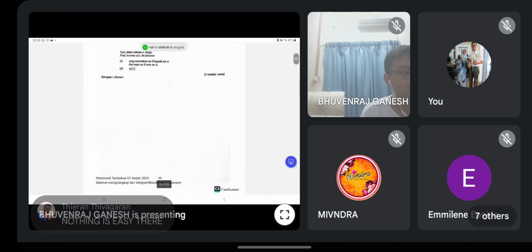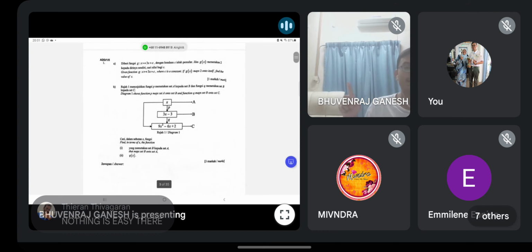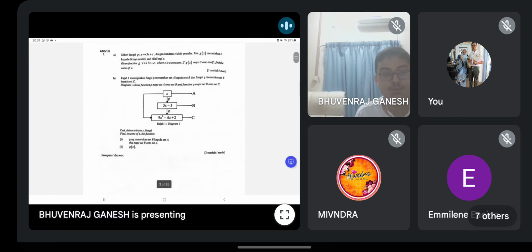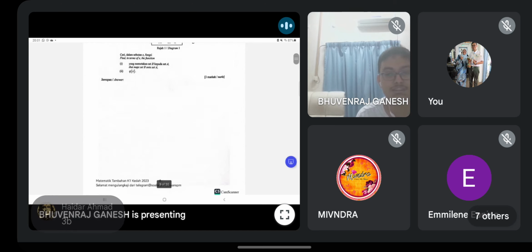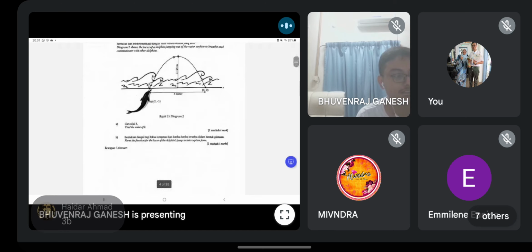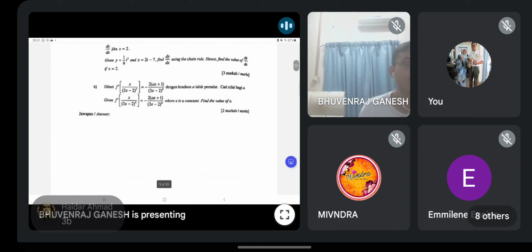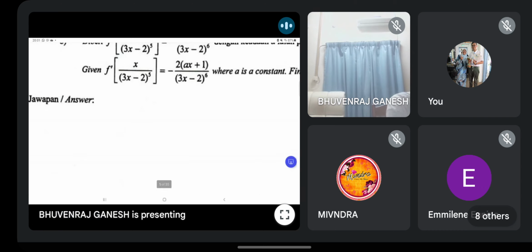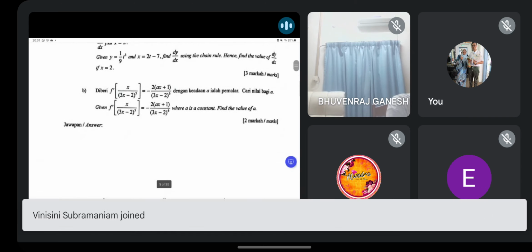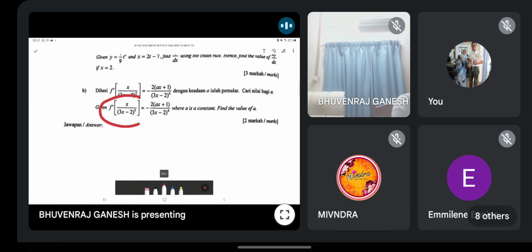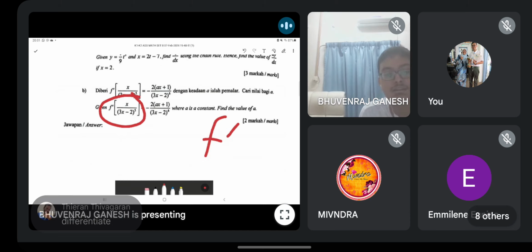Okay, so first, the format is like this. Questions 1 to 5, any question that you find difficult that you want me to discuss. 1 sampai 5. 3B. Okay, let's look at 3B first. Basically, soalan ni, if you see this symbol guys, what must we do over here? Kalau nampak simbol ni, what is the action we must do? Apa kita kena buat? When you see f prime, f prime means what?